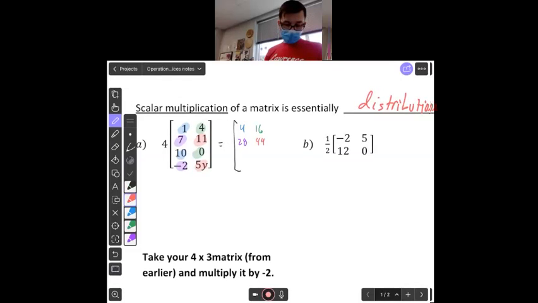Jet, what would the next row be? Okay. Jacob, what would the bottom row be?